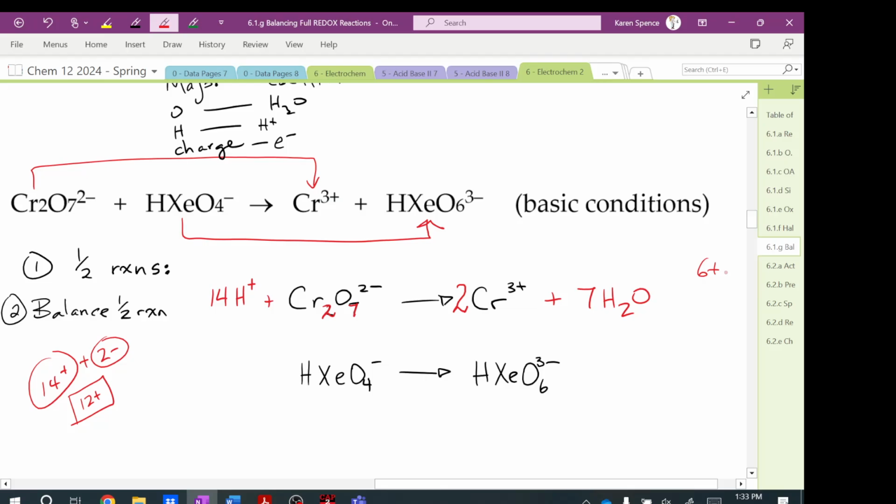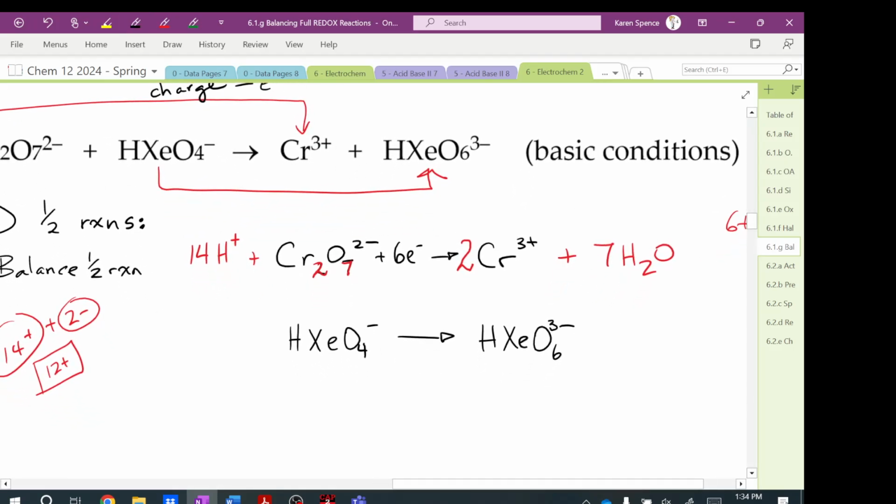So what do I need to add to the left-hand side? 6 electrons, okay? And I didn't leave myself enough room, so I'm throwing them in there. And at this point, we should be done. That's balanced in acid. Now we balance our second half reaction.